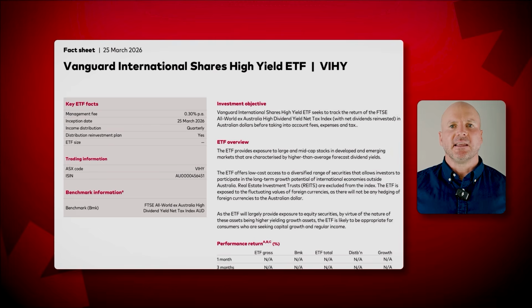VIHY is different again. It targets global dividend income, tracking a large range of high-yield stocks worldwide, excluding REITs, charging 0.3% and paying quarterly distributions. Vanguard is positioning it as the international complement to VHY. The bigger takeaway is that Vanguard is becoming more innovative in Australia.